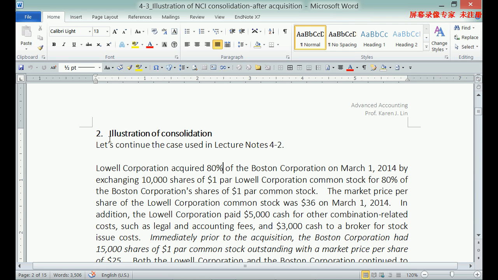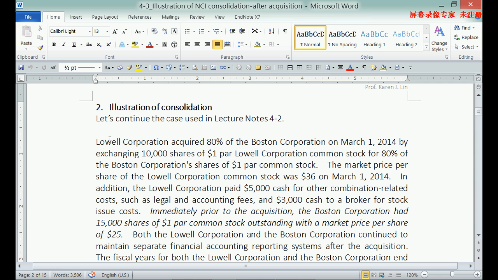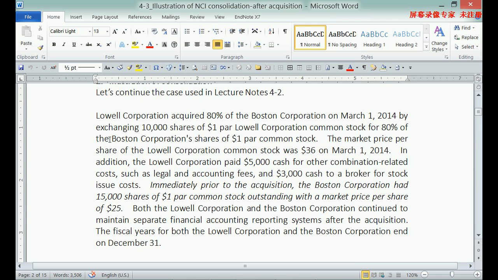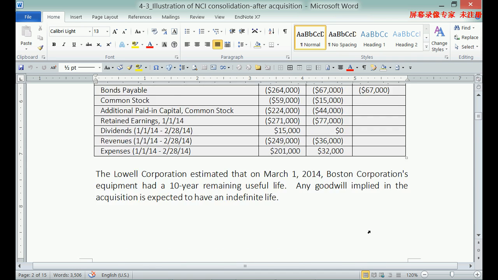This video clip serves to illustrate the consolidation process when NCI is present. Let's follow the example in notes. This is note 4.3 and this is page 2 of the note.